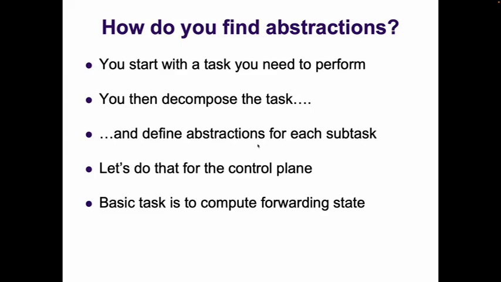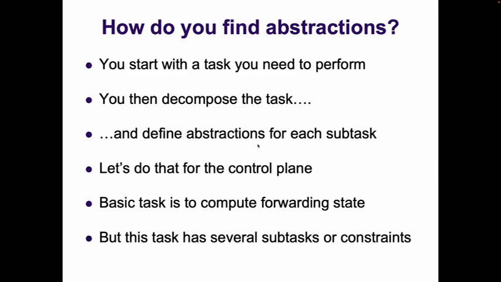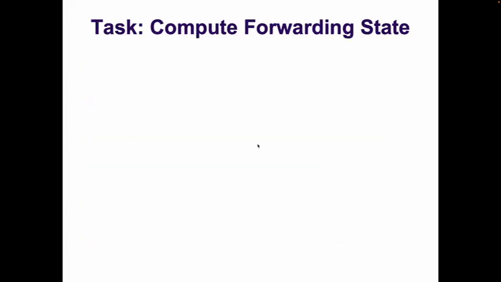So the overarching task is to compute the forwarding state. Given all these other demands, ultimately the data plane needs state in a switch, router, whatever. It needs state there that tells it to do the right thing: forward, drop, send it here rather than there. But that's the job of the control plane, to compute that state, and then the data plane will just act on it. Okay? So this overall task of computing the forwarding state has several subtasks or constraints, things you have to take care of. And so what are they?